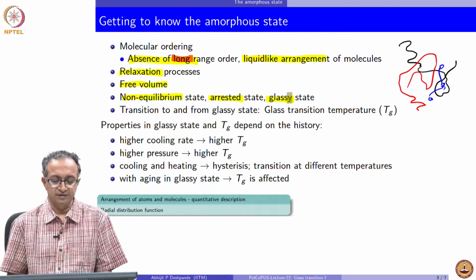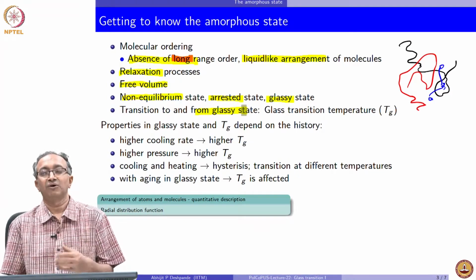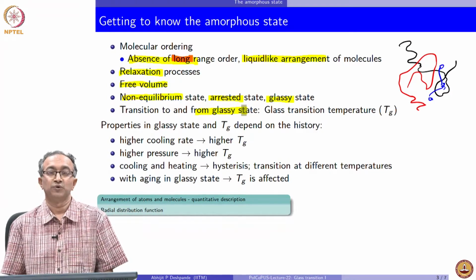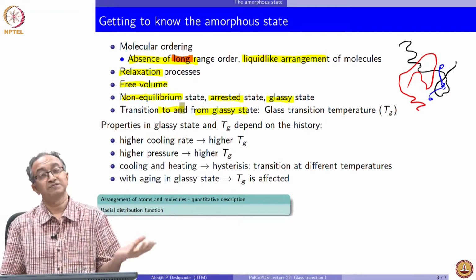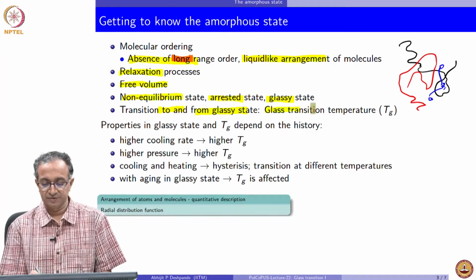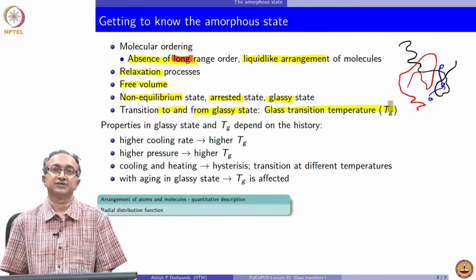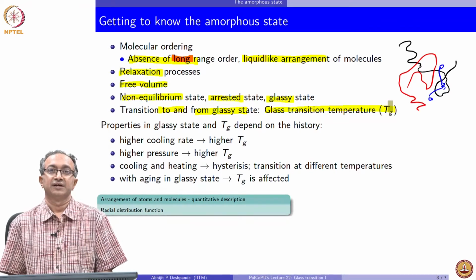So, transition from this glassy state to a rubbery state or to a more molten liquid-like state, or a transition to glassy state from rubbery state or from the molten state, is quantified using glass transition temperature. So, this is a very key transition as far as macromolecules are concerned.